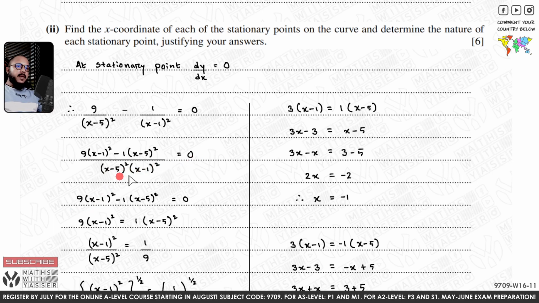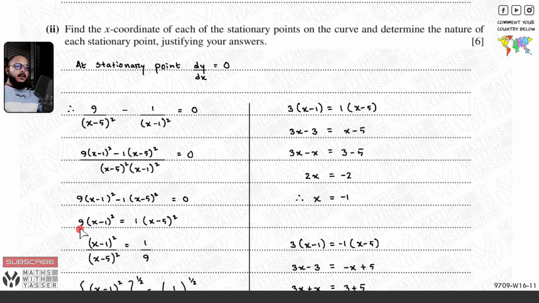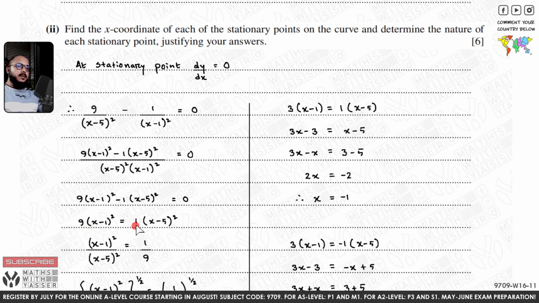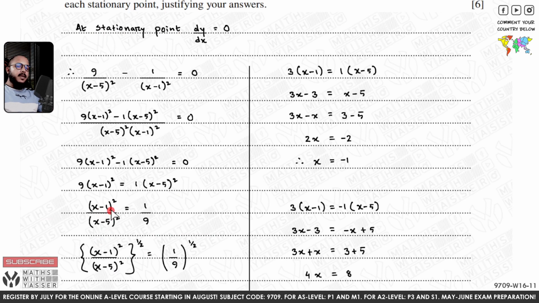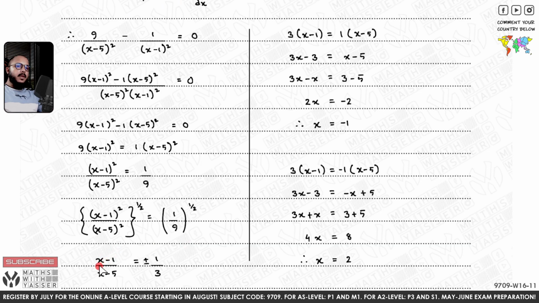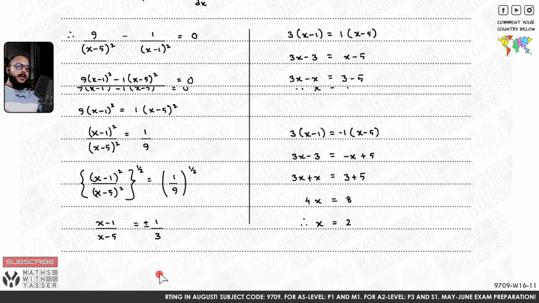Now, after cross multiplying, this whole thing becomes 0. So it will be just 9 times (x minus 1) squared minus 1 times (x minus 5) squared equals 0. So 9 times (x minus 1) squared equals 1 times (x minus 5) squared. Then we can say (x minus 1) squared over (x minus 5) squared equals 1 over 9. By square rooting both sides, by taking the power of half on both sides, that will help us get rid of this power of 2. So it will become (x minus 1) over (x minus 5) equals plus or minus 1 over 3.